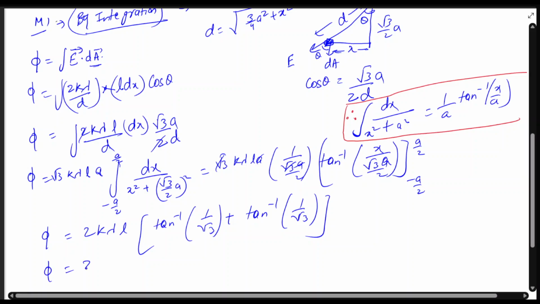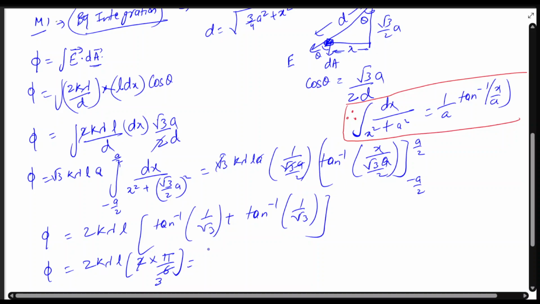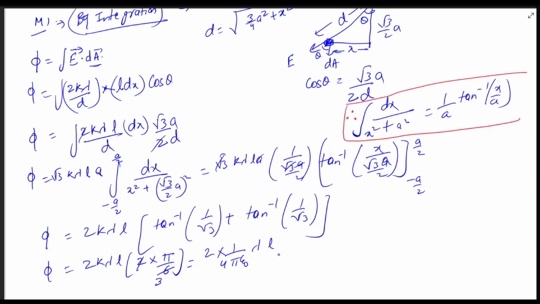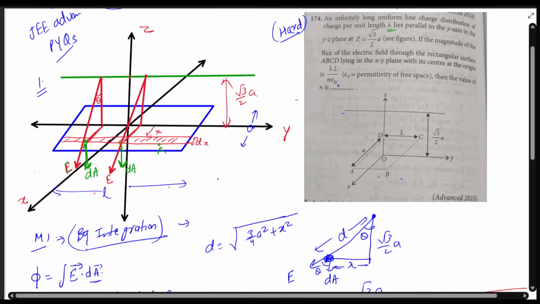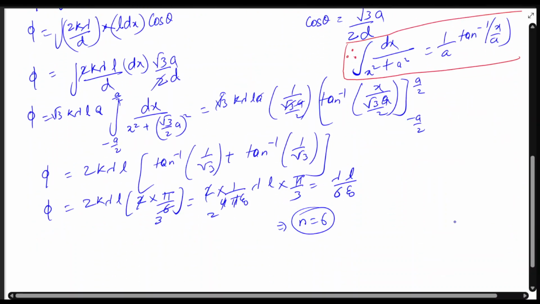So we'll get 2k lambda L, this will be twice of tan inverse 1 by root 3. So it will be 2 into pi by 6, right? 30 degrees. Now k we can write as 1 upon 4 pi epsilon naught, so lambda L into pi by 3, right? So 2, pi will get cancelled, so we'll get lambda L by 6 epsilon naught. If we compare with this, we will get n as 6.